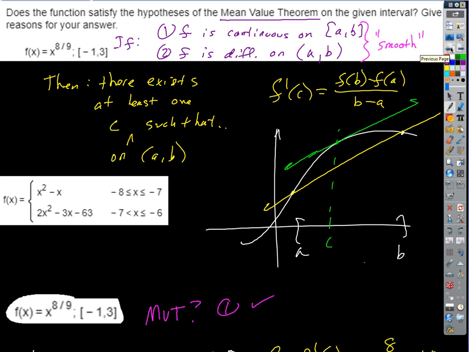Does the function satisfy the hypothesis of the mean value theorem on the given interval? No, it does not, because it's not differentiable between negative 8 and negative 6, right? It's not differentiable at negative 7. Make sense?